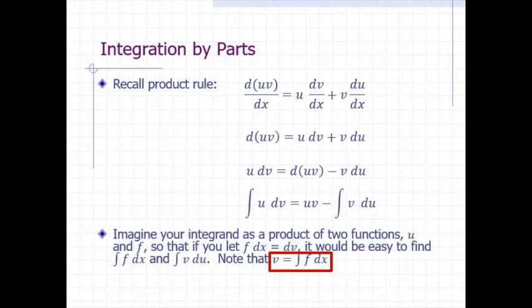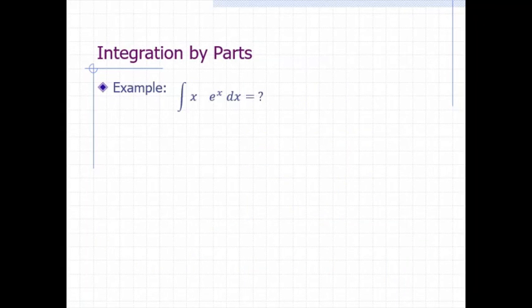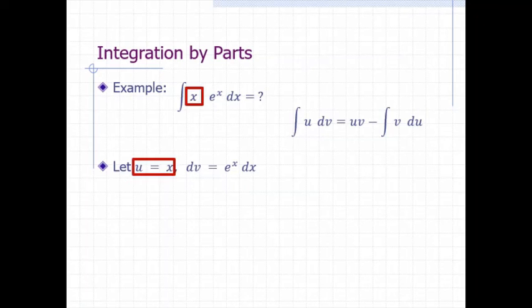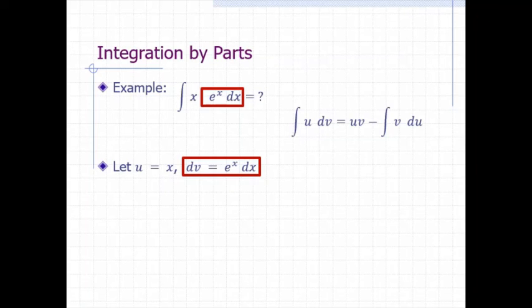Let's take a look at an example. Let's use integration by parts to integrate x times e to the x dx. Recall that to integrate by parts, the formula is the integral of u dv is equal to u times v minus the integral of v du. Here, we can let u be equal to x and let dv be equal to e to the x dx. The motivation for doing this is that it is easy to get the integral of e to the x dx. It's just e to the x. Therefore, v is equal to e to the x.